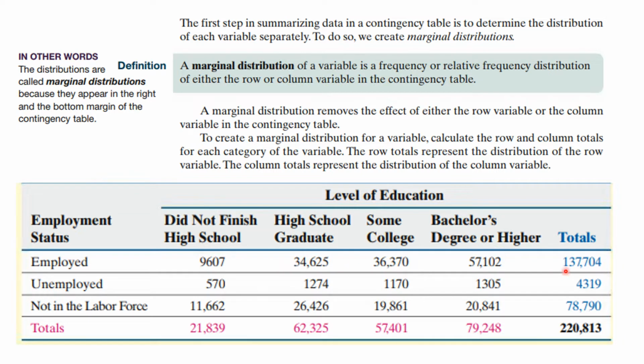We add up this row, and this row, and get those numbers. We add up this column, this column, this column, and this column to get those. So if I give you a contingency table without these things added up, you certainly want to do that. A marginal distribution removes the effect of either the row variable or the column variable in the table. To create this, calculate the row and column totals for each category. This is easy to do in Excel. The row totals represent the distribution of the row variables, and the column totals represent the distribution of the column variable.